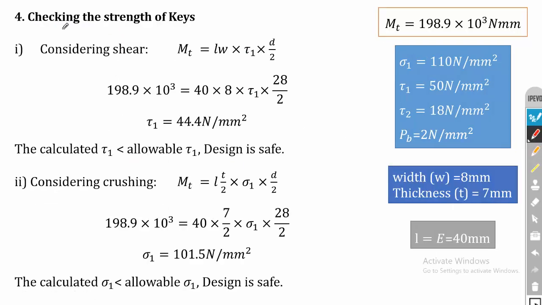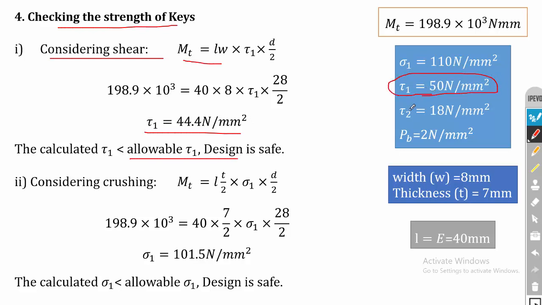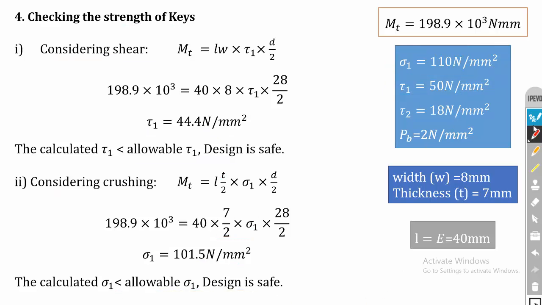The fourth step is checking the strength of the keys. First, considering shear, you just substitute all the values, then calculate the tau value. The calculated tau value is 44.4 Newton per mm square and it is less than the allowable shear value, that is 50 Newton per mm square. So the design is safe. Then considering crushing, substitute the value of length T and calculate sigma 1. This calculated sigma 1 is 101.5 Newton per mm square, and in the problem the allowable sigma 1 value is given as 110 Newton per mm square. So the design is safe.